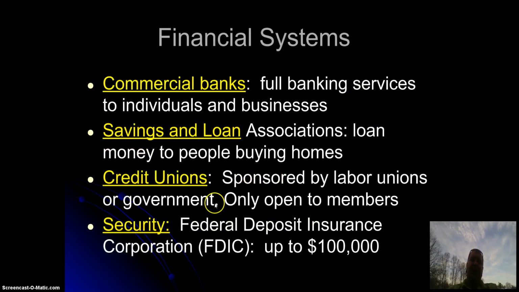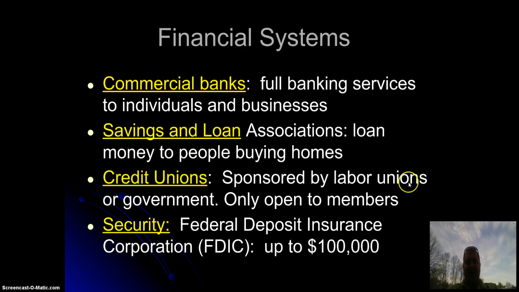There are different types of financial systems. There's commercial banks, savings and loan, credit unions, and security. Commercial banks are full banking services to individuals and businesses. This is typically what you see when you go down the road and you see a BB&T. Savings and loan is money to people buying houses. These are the ones that usually get in trouble for being a little risky, but that's their primary deal. They just lend money to people buying homes.